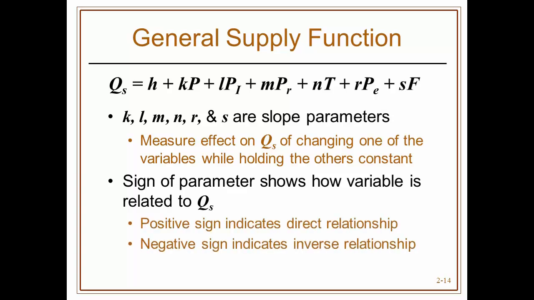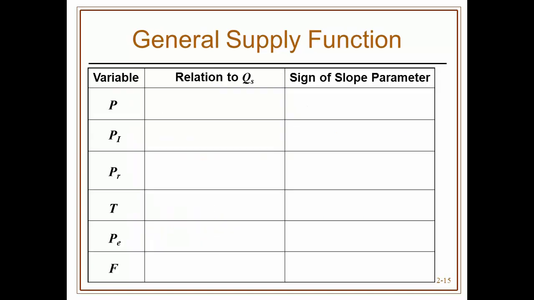If these variables, these slope parameters, have a positive sign, then that means that the variables have a direct relationship with the quantity supplied. And we would expect that with the price of the product. So we would expect K to be positive in the supply function. If there's a negative sign, that indicates an inverse relationship. Just like before, we can show the relationship between these different variables and the quantity supplied and come up with some guesses about the signs of these slope parameters.